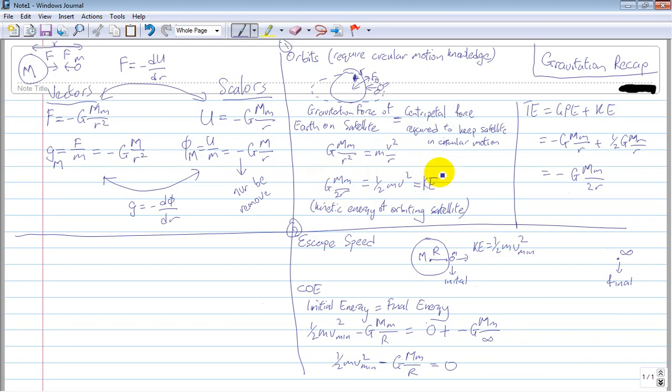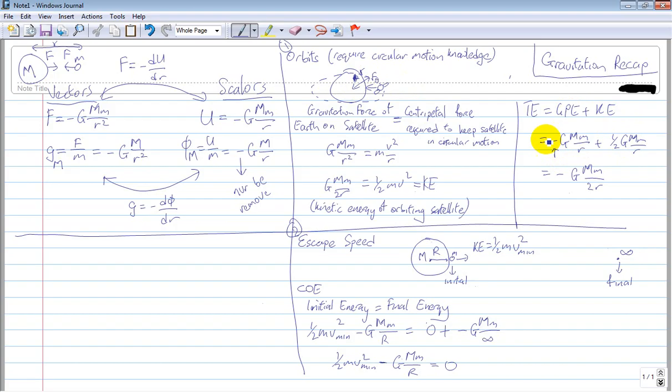With this I can actually find the total energy of this orbiting satellite. Total energy is always given by GPE plus KE. GPE is given by minus GMm over R. You should know that just the distance R away tells me what GPE is. Again, the negative here cannot be removed at any point of time for gravitational potential and gravitational potential energy.